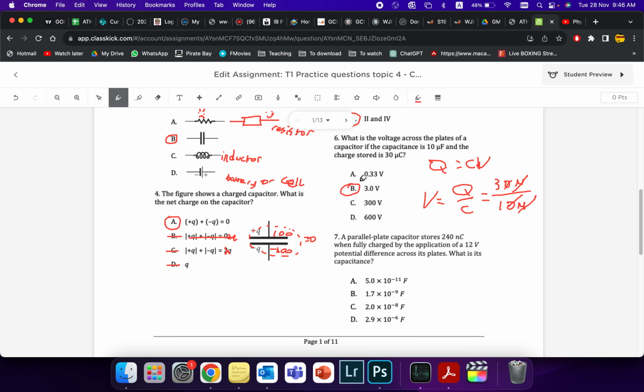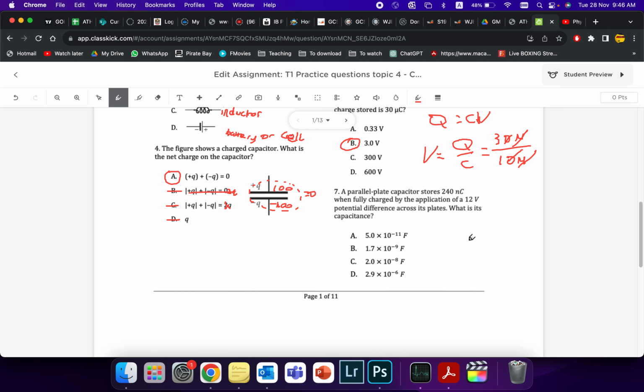But yeah, 3 volts. Over here, you have a parallel plate capacitor. You have this much charge. You have this voltage. What is the capacitance? Same formula, but now I want C. C equals Q over V. 240 nano. Nano is minus 9. That's how I remember nano: N, 9. Nano divided by 12. And if you put that into your calculator, you should get 2 times 10 to the minus 8. Okay, very nice. Let's move on.